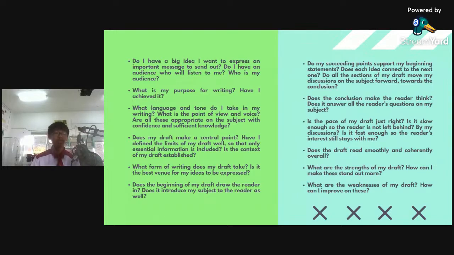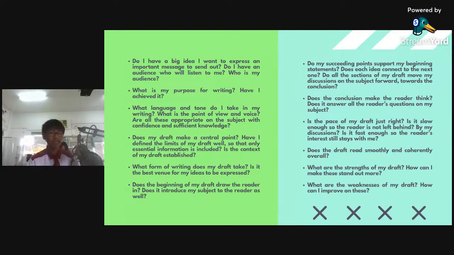What form of writing does my draft take? Is it the best venue for my ideas to be expressed? So obviously, there are different kinds of written papers that you could make, right? And all of that matters when you're delivering your ideas, because depending on what kind of writing paper you're using, your idea might be misunderstood or it might be clearly understood. So you have to take into account if this kind of writing paper works. Is this what I'm going for, or am I feeling like I'm missing something, right?